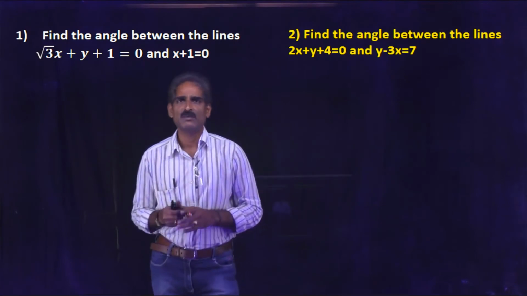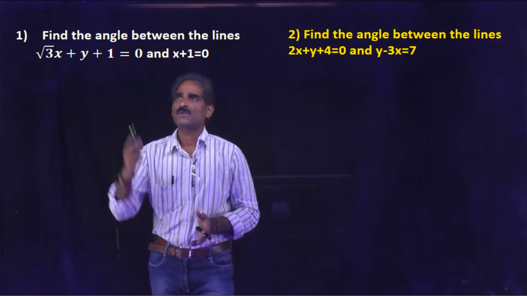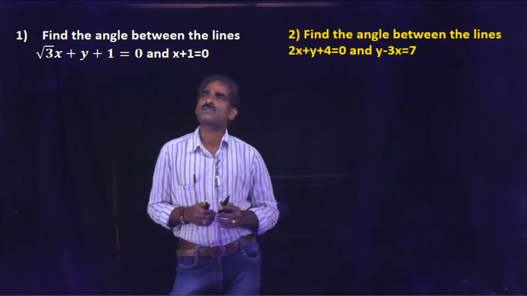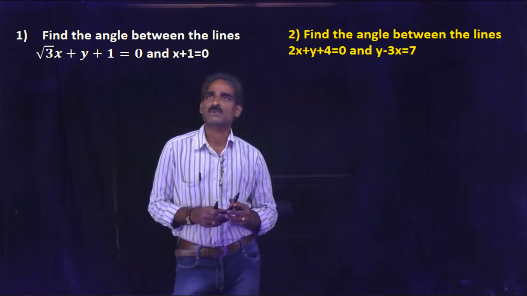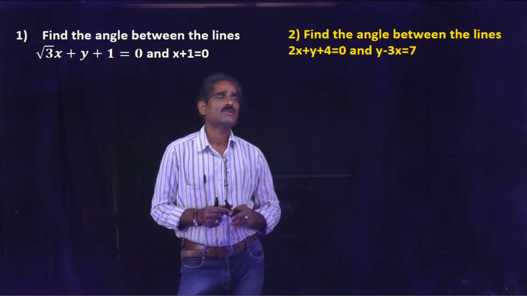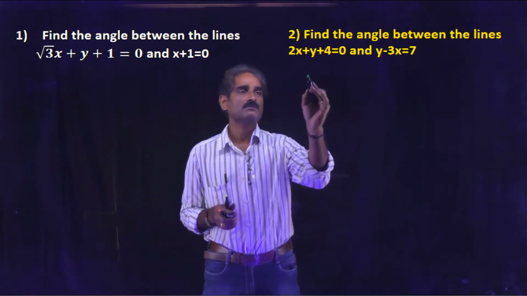See these two problems. Just applications on the angle concept. So first one is: find the angle between the lines root 3 x plus y plus 1 equal to 0 and x plus 1 equal to 0. And the second one is the angle between the two lines. So first we will solve the second one. So what is this one?